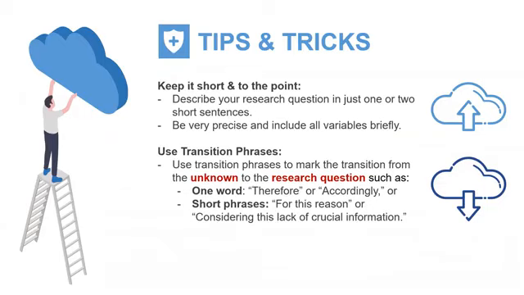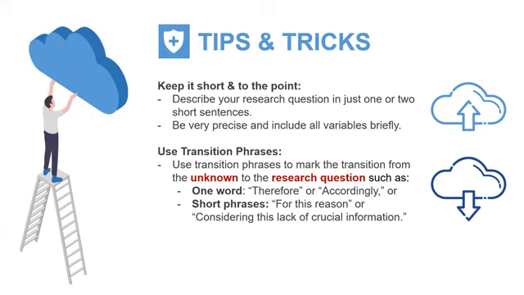So regarding the third part of the introduction, also some tips and tricks. Keep it short, keep it to the point. Some introductions elaborate too much on the statement and the question, the research question. So describe your research question in just 1 or 2 short sentences. That's more than enough. And be precise, please. Include all variables briefly, just so the reader knows what to expect when they read the rest of the manuscript.